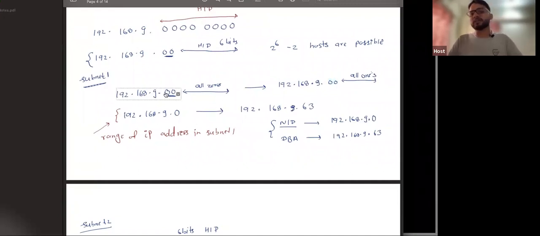So it is 0, 0. It means these 0, 0 are fixed, and if all the remaining bits are zeros, then this is just the first IP in that subnet. If all are ones, then this is the last IP in that subnet. So this is all about subnet 1.